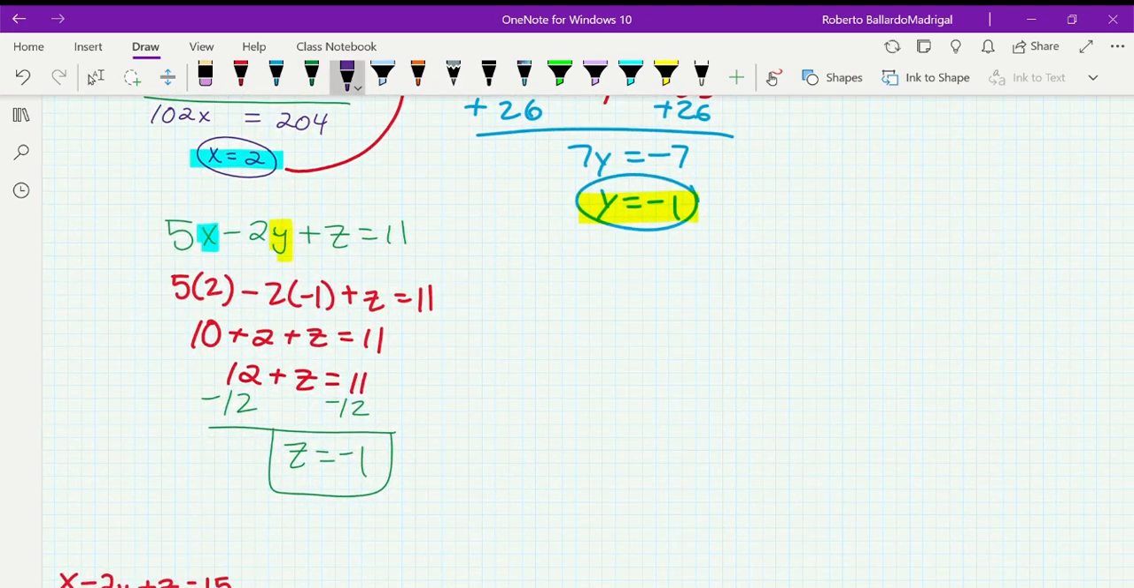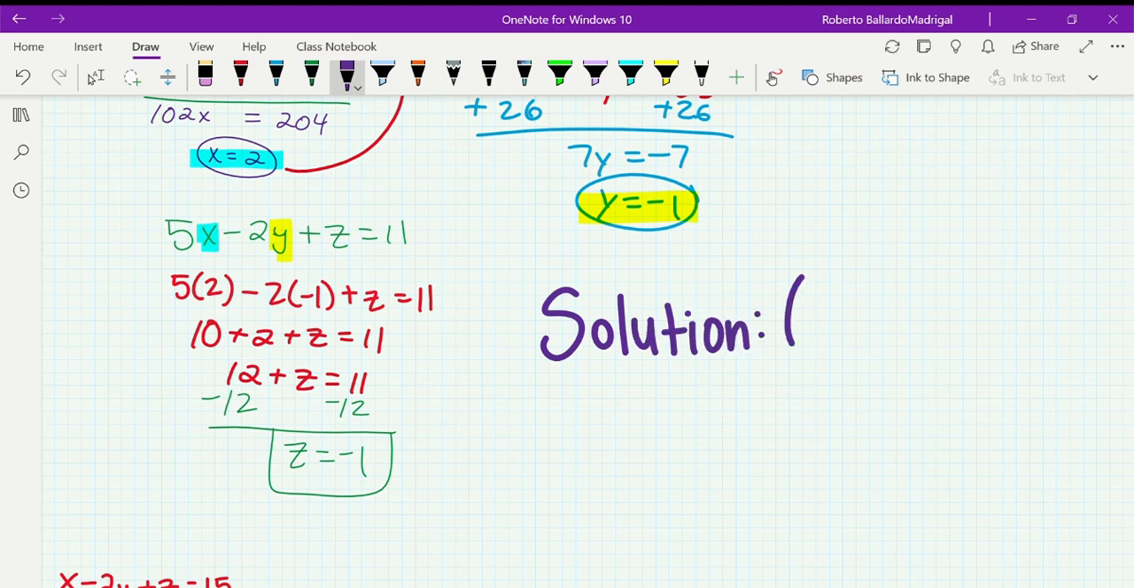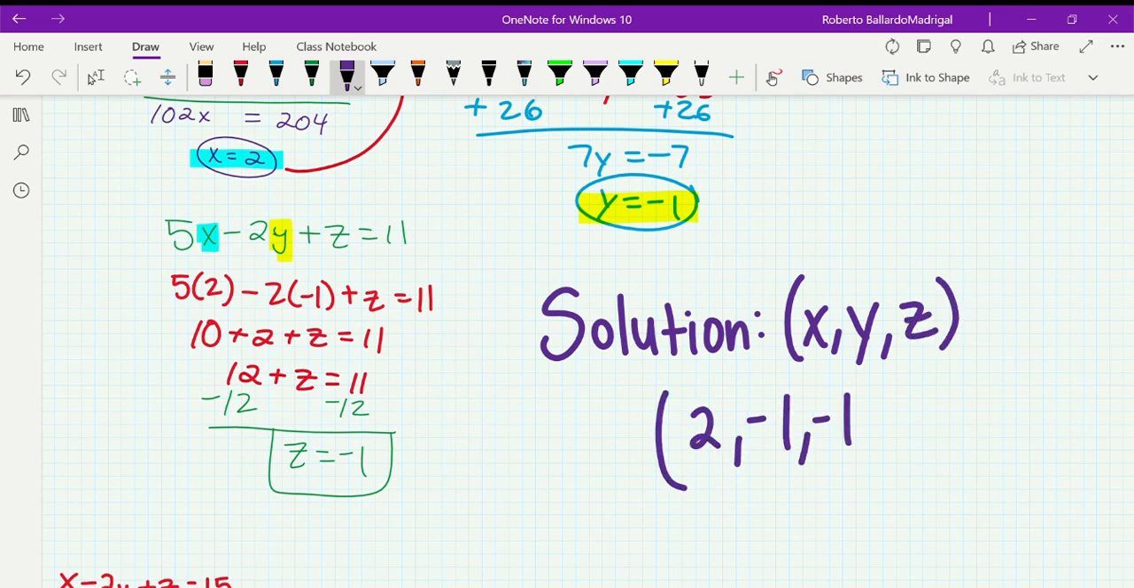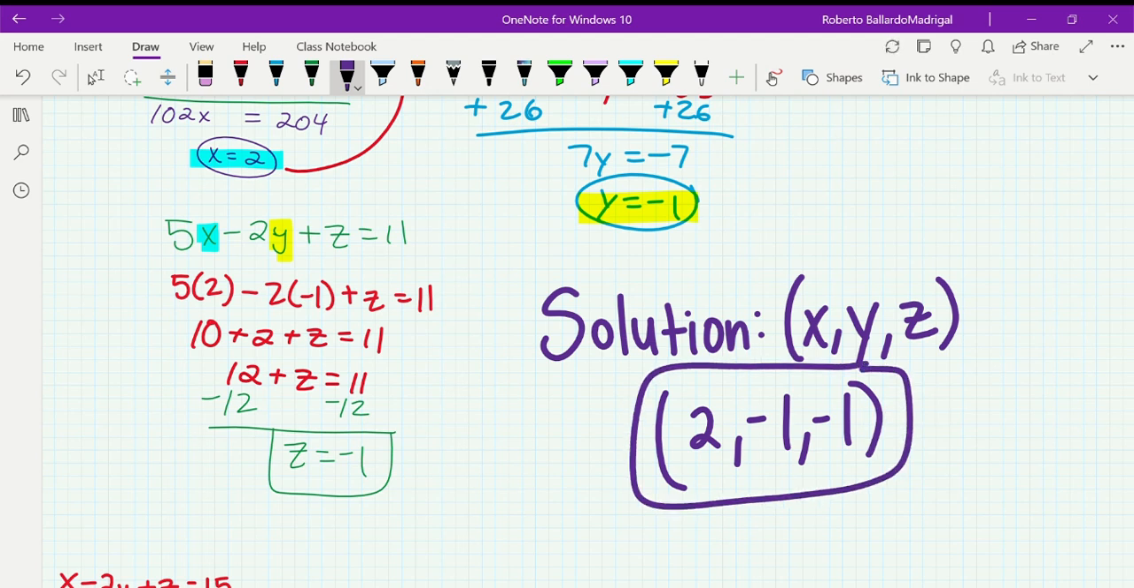Hold on, we're not done. What do I want to see as your answer? Remember, solution. I want to see it as an ordered triplet, x, y, and z. So your solution will be 2, negative 1, negative 1. That is what I want to see on next week's quiz. This will not be on your quiz Friday. This will be on it next week.